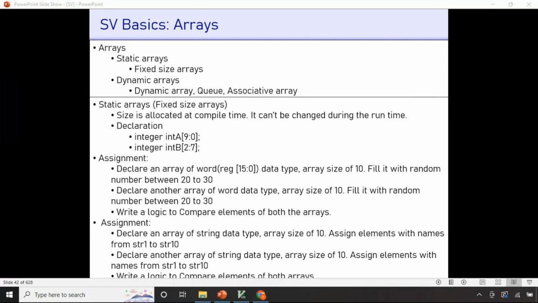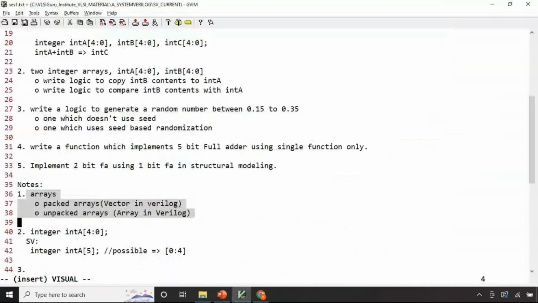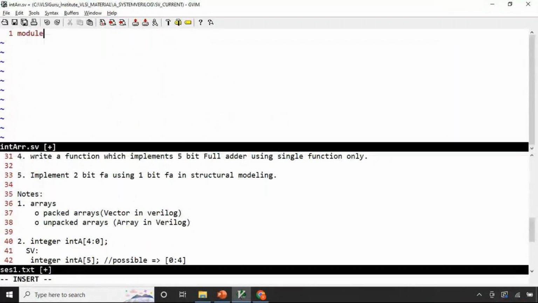We have to do some improvement. See, everyone is getting confused with the question. It's a simple question. Word data type. I will explain what is word. It's a basic data type. So, what should you be declaring? Reg 50 is the data type.